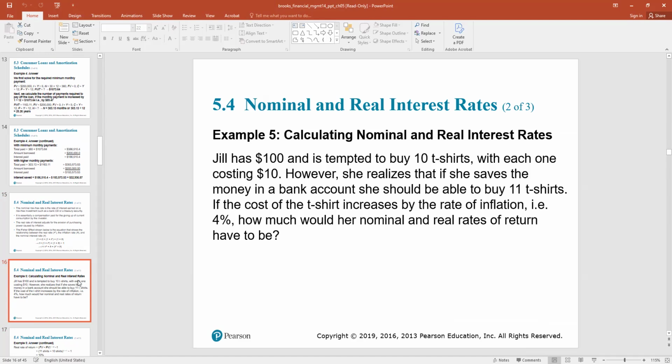Look, to calculate the nominal interest rate and the real interest rate here, first of all, we need to understand the price of the t-shirt was $10, meaning that $100 she spent to buy the 10 t-shirts, where each t-shirt cost just $10. But now she realized that if she saves the money in the bank account, she should be able to buy 11 t-shirts. What should then be the bank deposit rate, or the rate of return, in that case? How can you calculate?